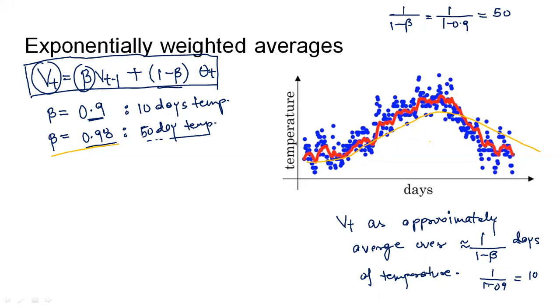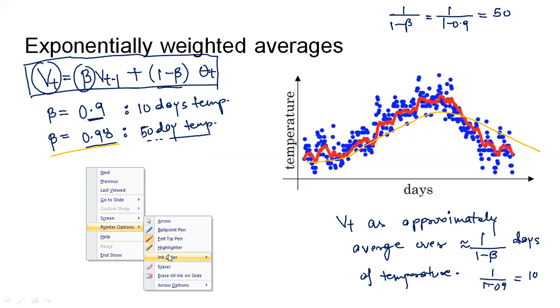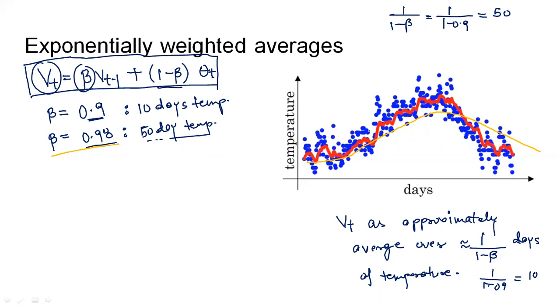Okay, the curve in the yellow would represent if my beta value is equal to 0.98. So what is again the significance of writing this beta as 0.98? You can see that the graph in red is a bit noisier graph, and the graph in yellow is quite a smooth graph.